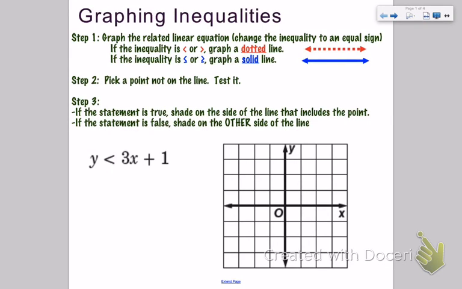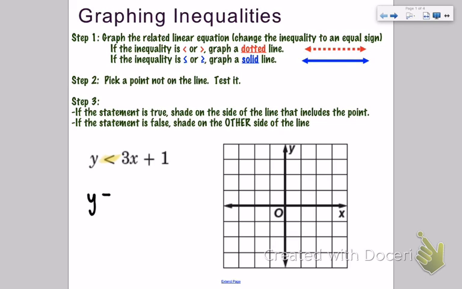This is the video for the first notebook for graphing inequalities. Graphing inequalities are just like graphing equations, only a little bit different. They are going to have an inequality sign instead of an equal sign on this equation. So what we do is we graph it just like we would if it were an equal sign.